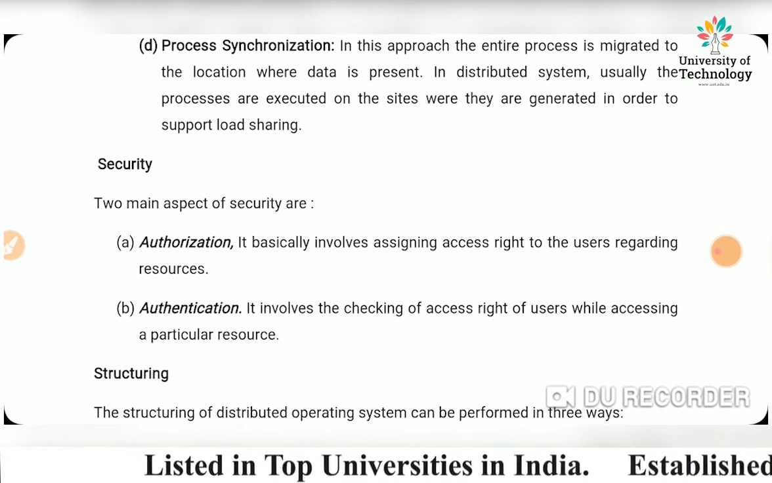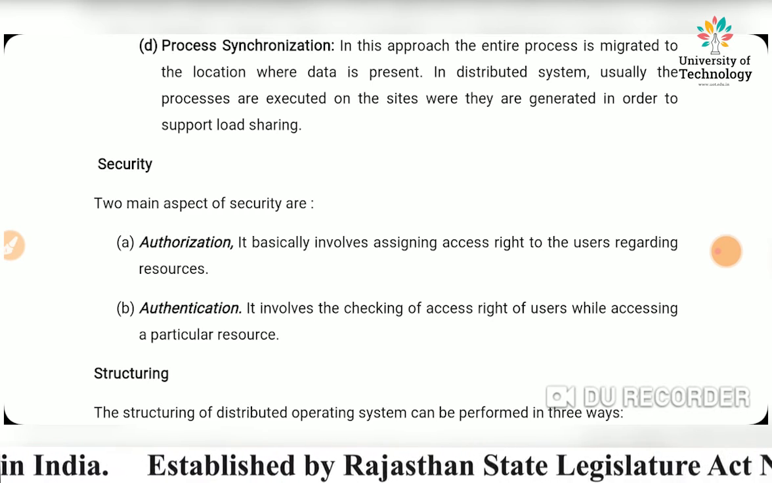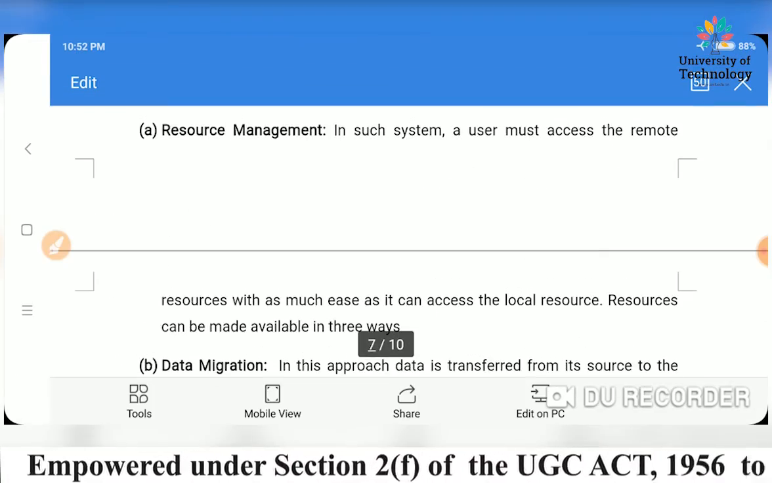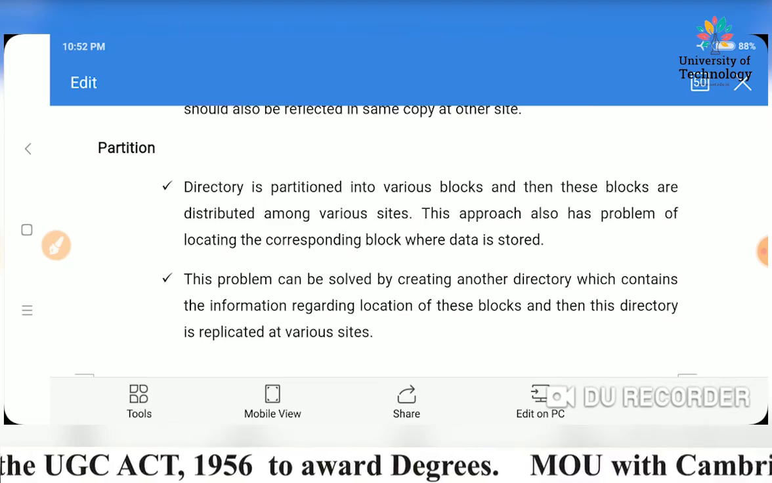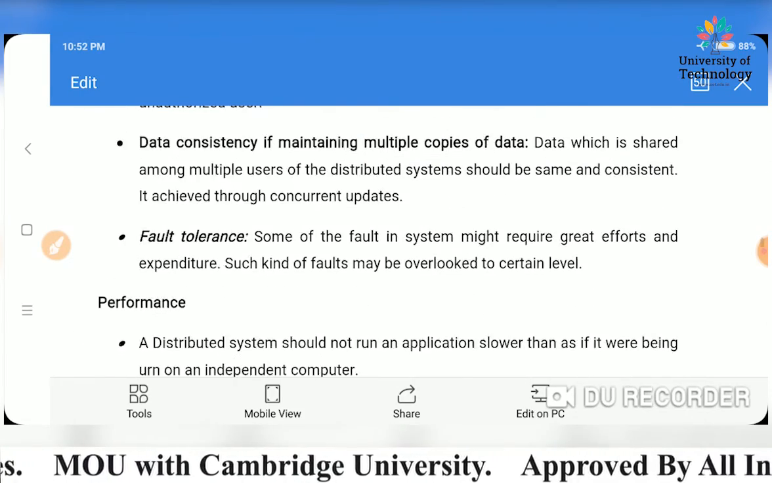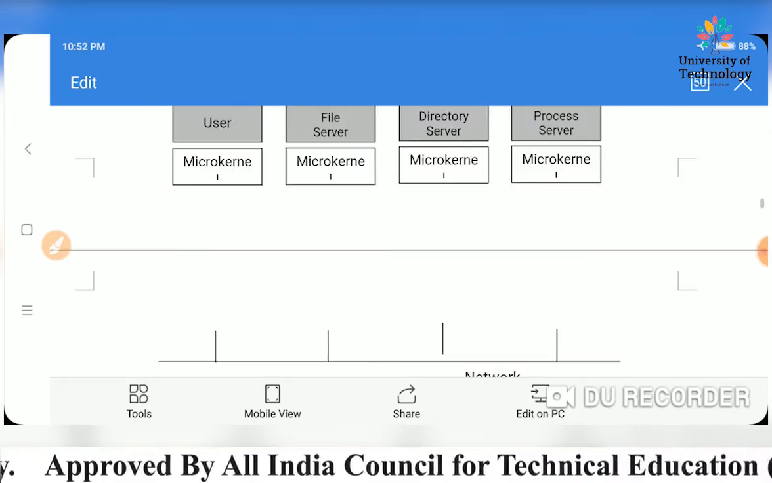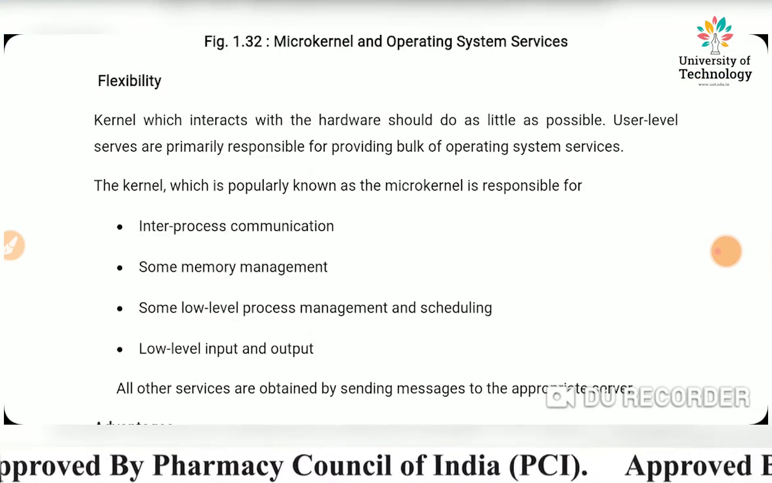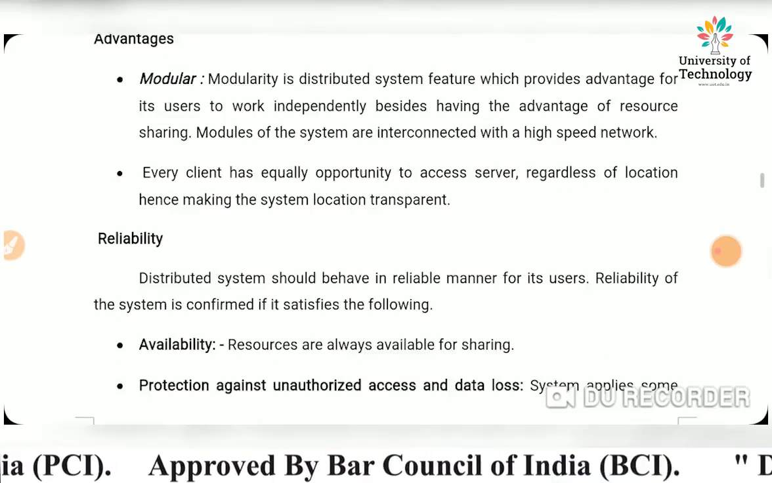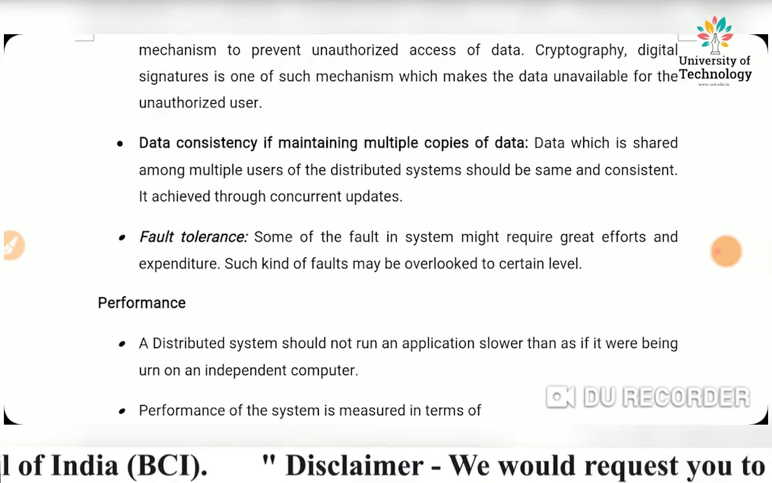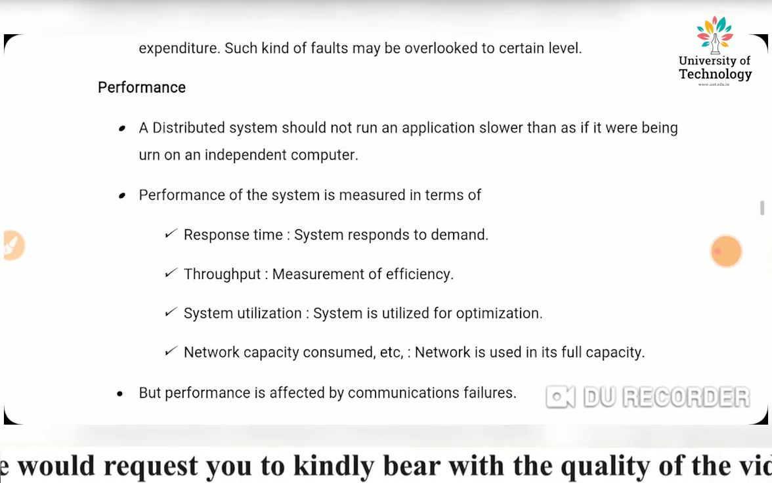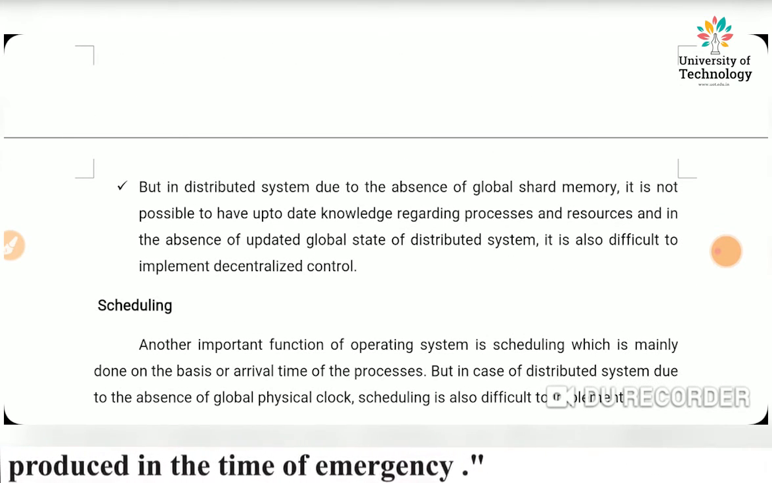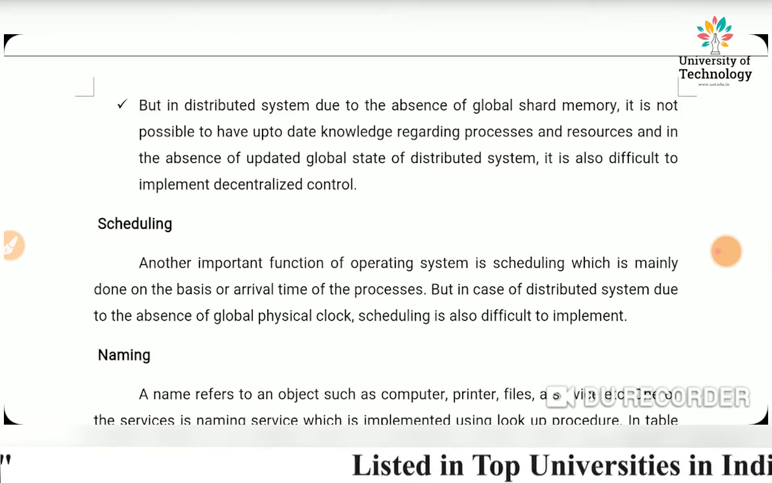So friends, if we talk about design issues in distributed operating system, first of all we have to tell about transparency. Next, flexibility. Next, reliability. Next, we need to tell about performance. Next, scalability. Next, scheduling. Next, we need to tell naming. Okay, under naming we have to tell replication and partition.